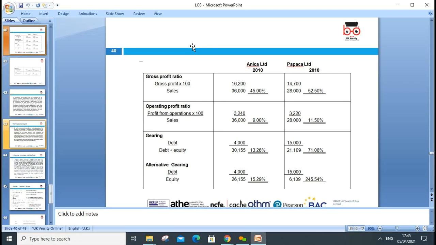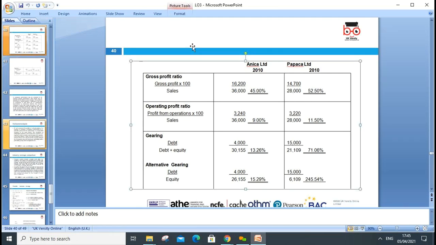So which one do we think is better to invest in, 52 or 45? Hello, can you hear me? Okay. So we can look at the ratios. The gross profit ratio for Anika is 45 and for the other company, Papika, it is 52.5. So we are better off if we invest in 52.5 according to gross profit, because we have more profit in Papika compared to the Anika company.